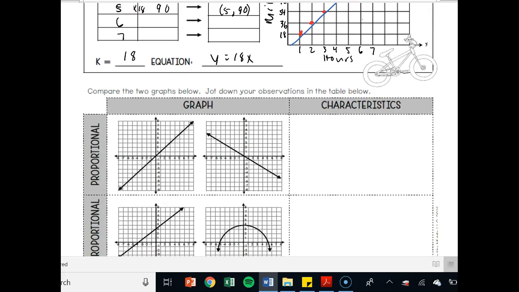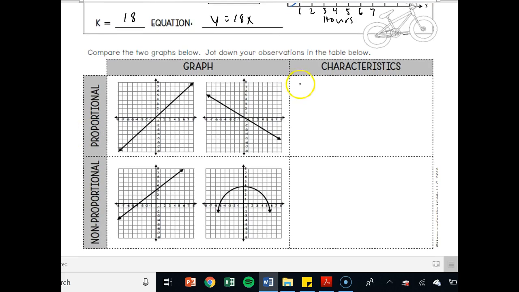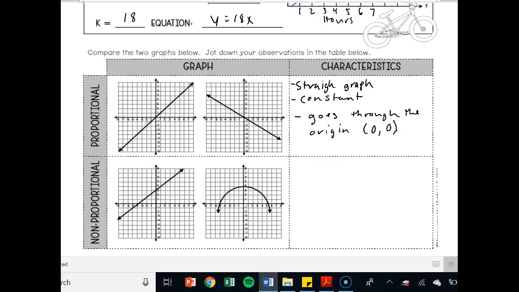So if we take a look at the two graphs below, let's look at our observations here. The characteristics of proportional graphs: obviously we have a straight graph. What does a straight graph mean? It means it's got a constant rate, whether it's positive going up like this or negative going down, and it goes through the origin, right? The origin is the point 0, 0. If we look at non-proportional graphs, they might not be straight. This first one is straight, but this second one is not straight, meaning it's not necessarily constant. And they both don't go through the origin. See that 0, 0 point right there? It's empty. So they do not go through the origin, meaning they have a different starting point than proportional graphs that do go through the origin, 0, 0.